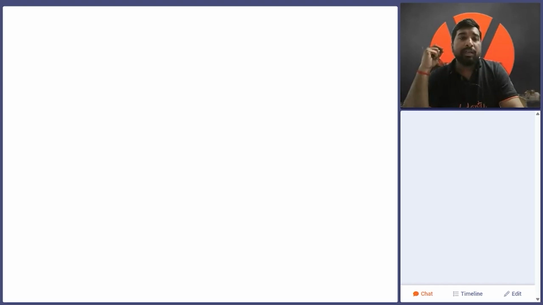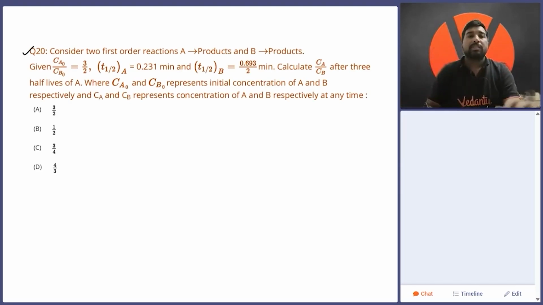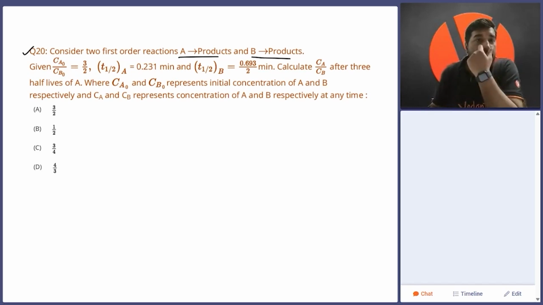Okay, now come to the next question. Consider two first order reactions, that is A gives B, and B gives product. Given CA naught and CB naught is equal to 3 by 2 and the T half of A is equal to 0.231 minute and T half for B is equal to 0.693 by 2. Calculate the CA and CB after 3 half lives of A.